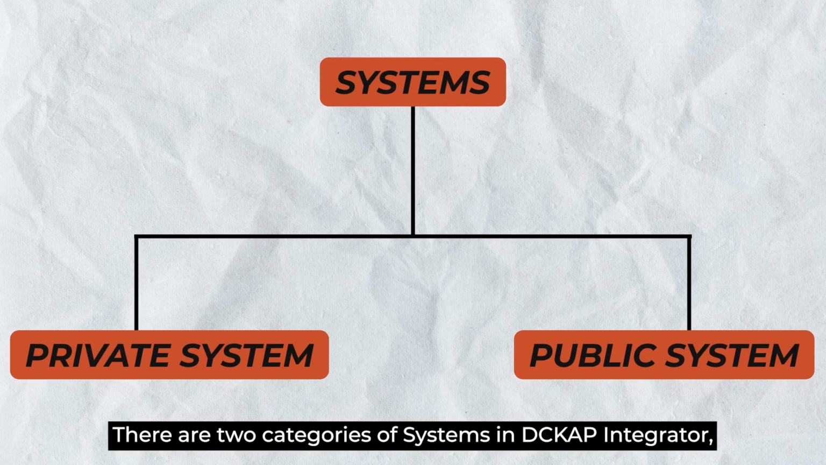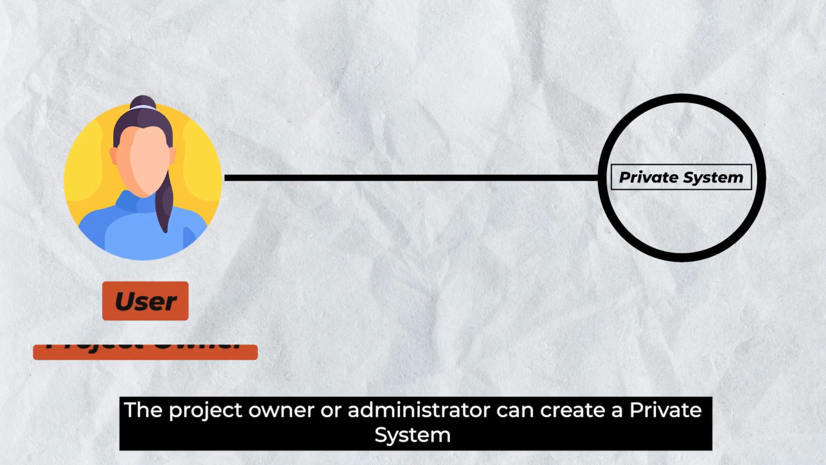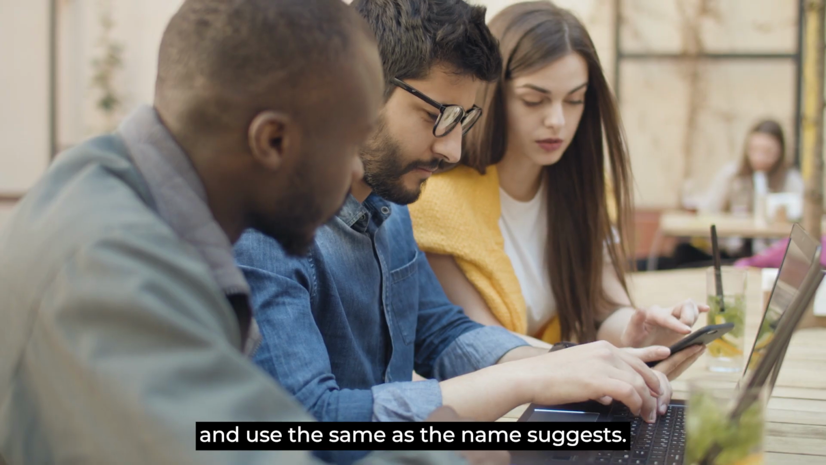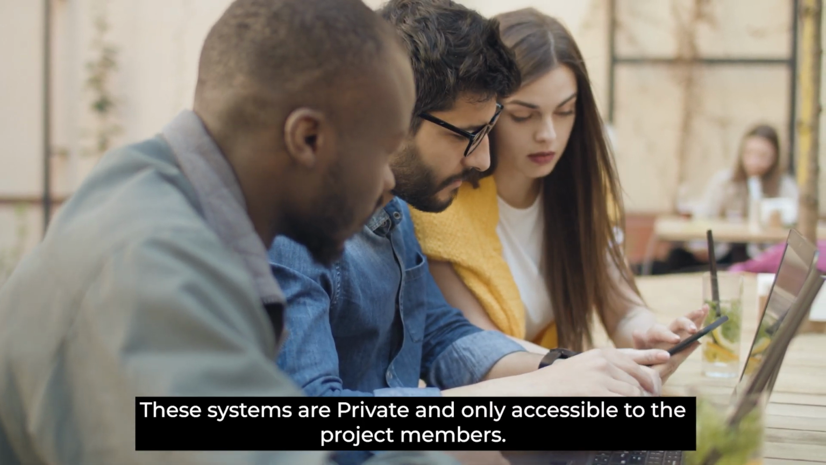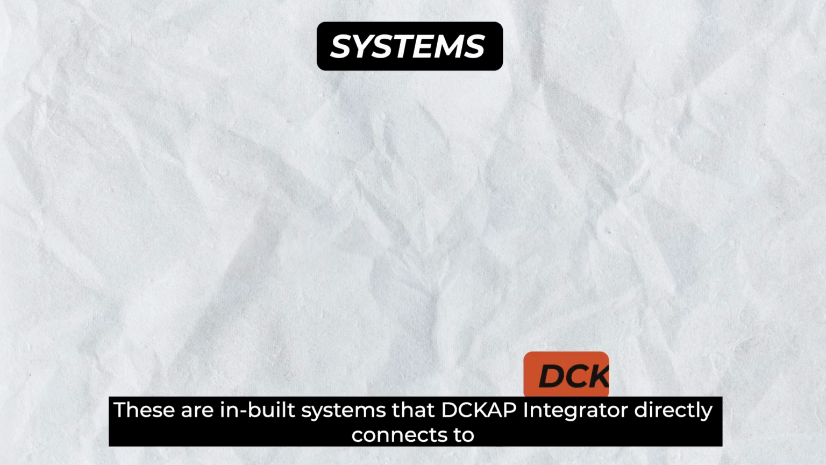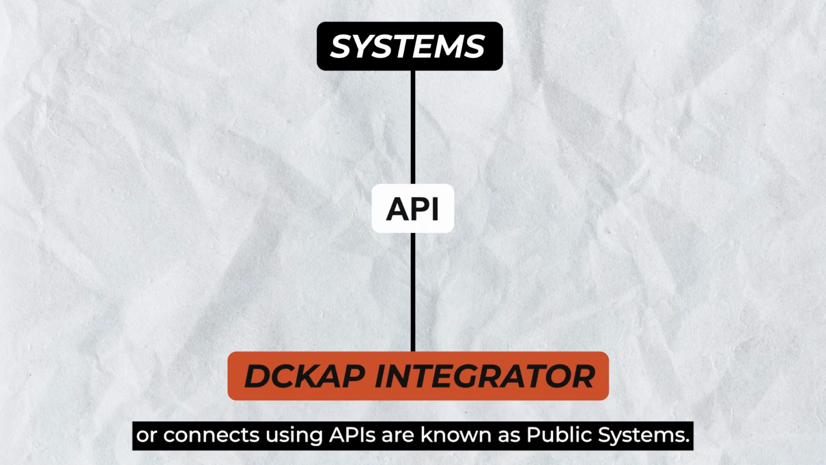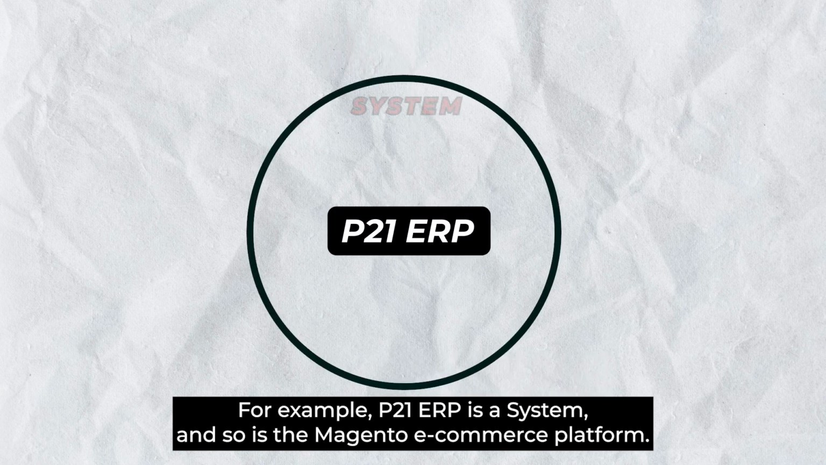There are two categories of systems in DCKAP Integrator. Private systems. These systems are created by the user. The project owner or administrator can create a private system and use the same. As the name suggests, these systems are private and only accessible to the project members. Public systems. These are inbuilt systems that DCKAP Integrator directly connects to, or connects to using APIs. For example, P21 ERP is a system, and so is the Magento e-commerce platform.